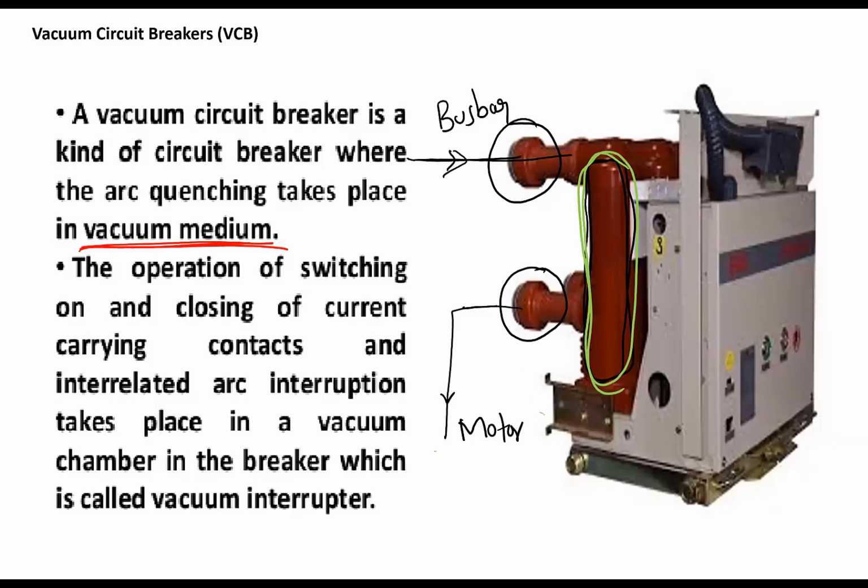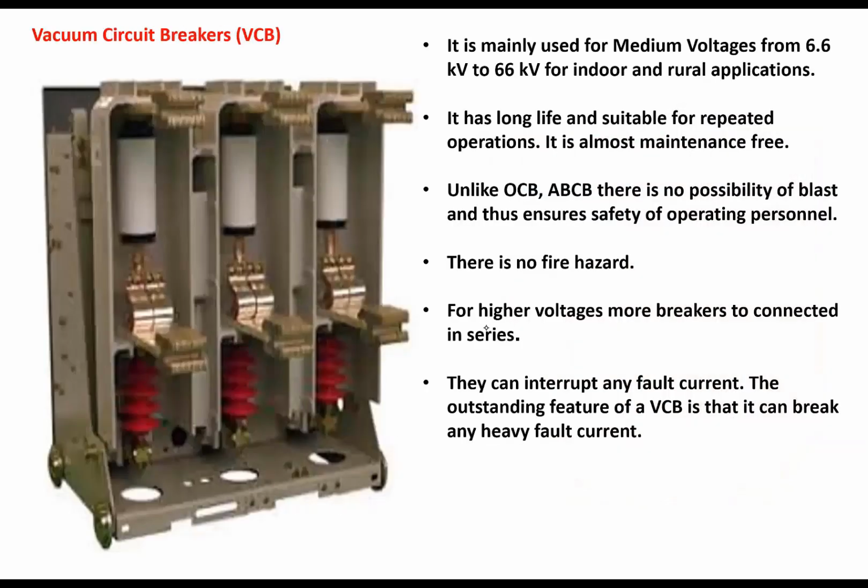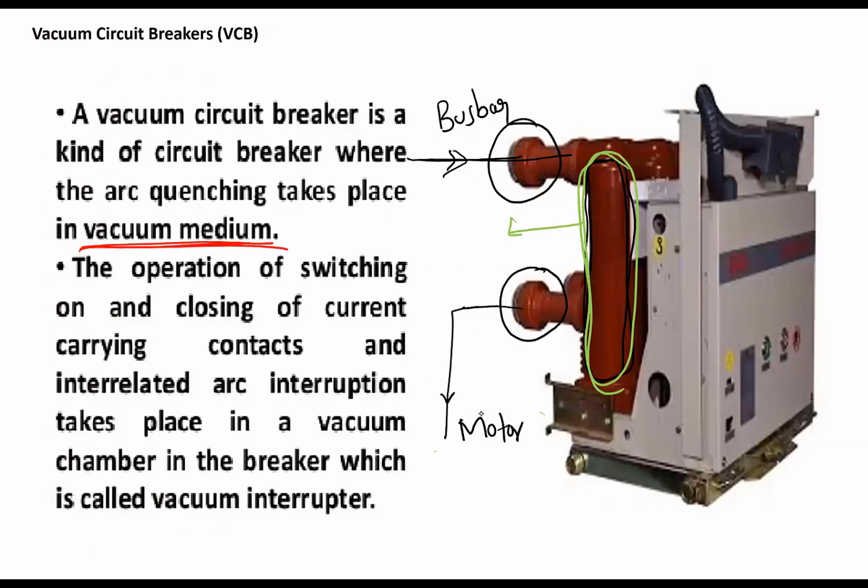Understand? So the operation of switching on and closing of current carrying contacts and interrelated arc interruption takes place inside the vacuum chamber in the breaker, which is called the vacuum interrupter. So this is the vacuum interrupter. It is a side image, showing only one, but actually there will be three such interrupters in one circuit breaker.